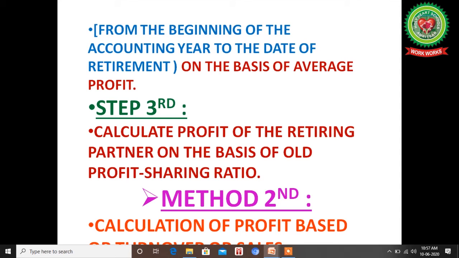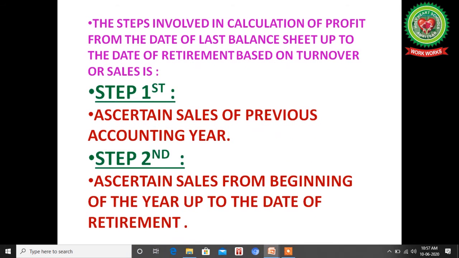Now the second method, calculation of profit on the basis of turnover. The steps involved in the calculation of profit from the date of the last balance sheet up to the date of retirement, based on the turnover or sales. Step one, ascertain the sales of the previous accounting year. Second step, ascertain sales from the beginning of the year up to the date of retirement.